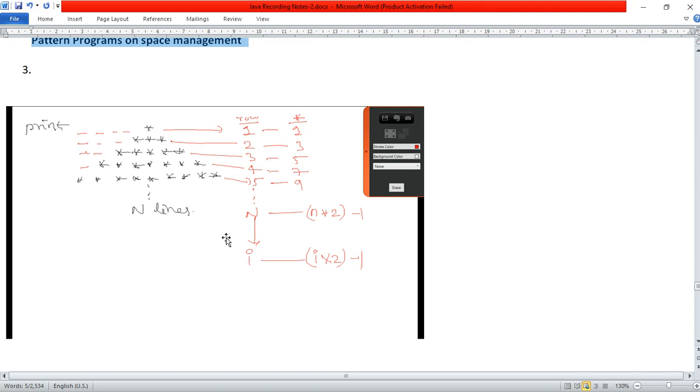Okay. If i is equal to 2, then 2 into 2 is 4, 4 minus 1 is what? 3 stars. Like this. If i is equal to 5, okay, 5 into 2 is 10, 10 minus 1 is 9. Like this we are going to write. Okay. So how to write this program?